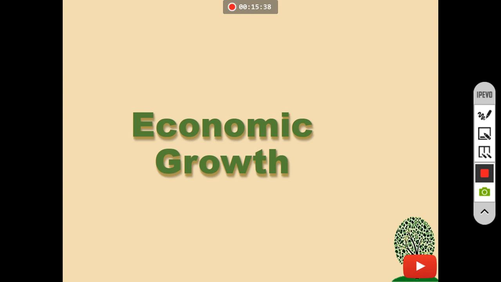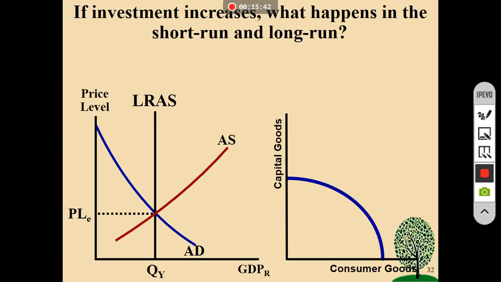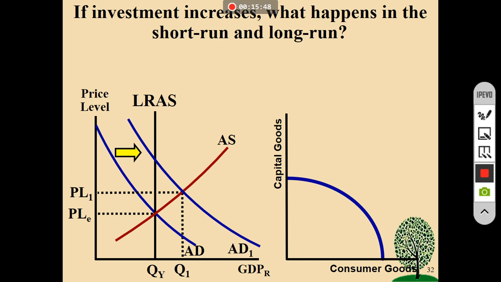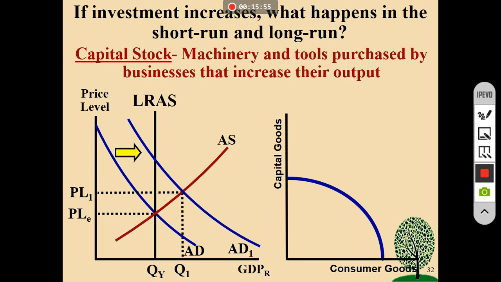The last piece to talk about is economic growth. So, if investments increase, what happens in the short run and long run? So, investment increases, right? That's investment spending. It increases our aggregate demand in the short run. This is the weird part. Because this is investment increasing, this is companies buying more capital stock. Okay, so they're buying new factories, new machinery, things like that.